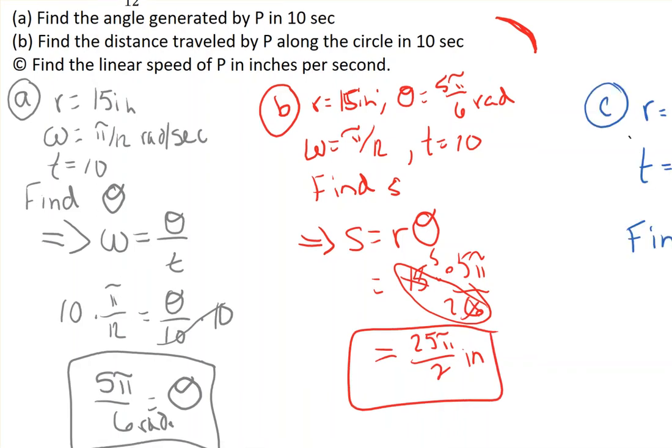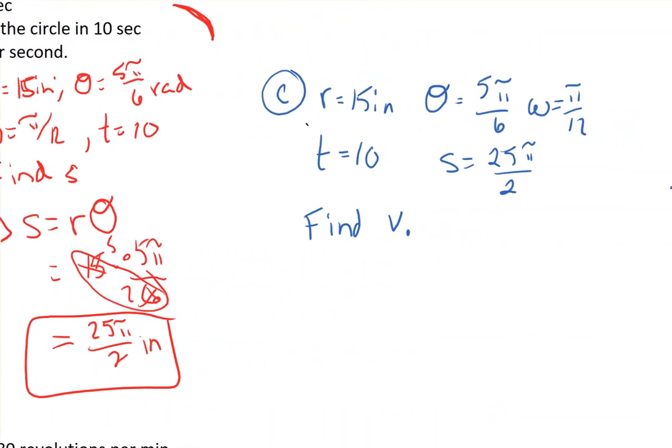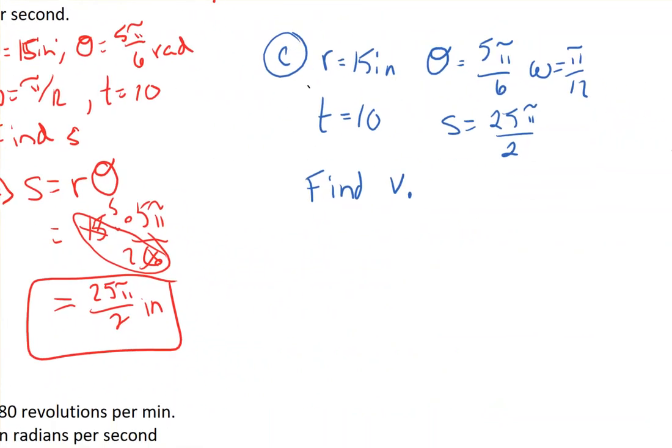And the last part of this, it says find the angular speed of P in inches per second. So again, we're looking for that speed at which that angle is traveling. And so the formula that uses, and again, I rewrote now all the new information. You notice that I added now the arc length. But I can find velocity by the arc length over t.